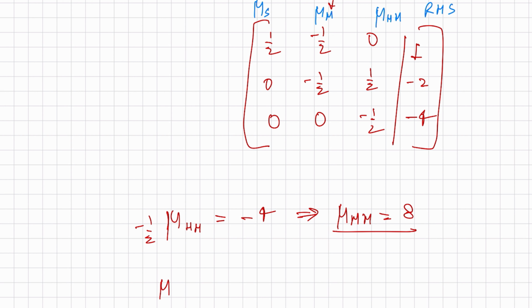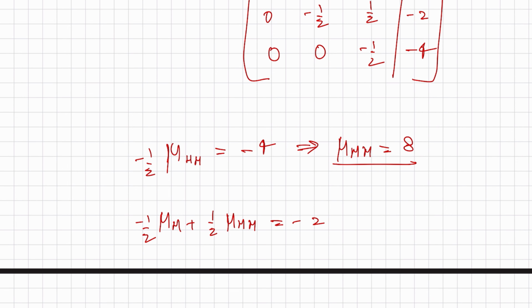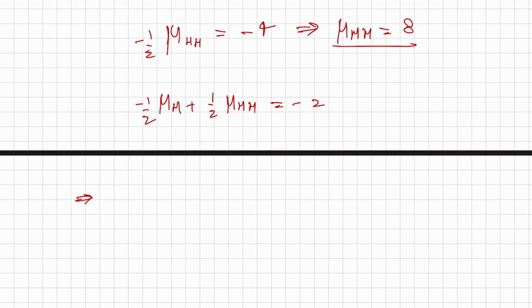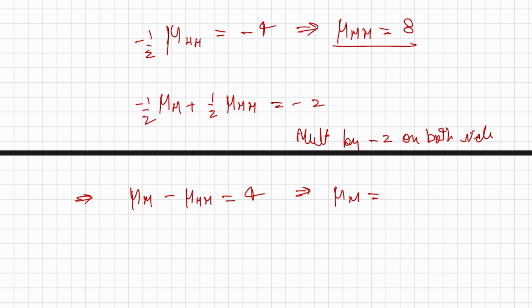So we know half times mu h plus half times mu hh is minus 2. Okay, so therefore, if I multiply it with minus 2, I get mu h minus mu hh is 4, right? I just multiplied by minus 2 on both sides. So mu h becomes equal to 4 plus 8, which is 12. Okay, let's now try to compute mu s.